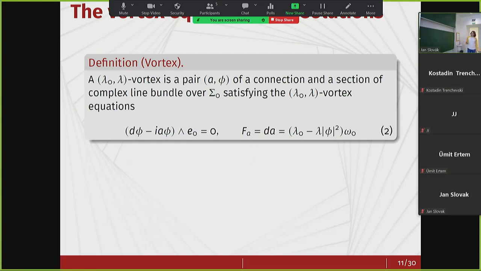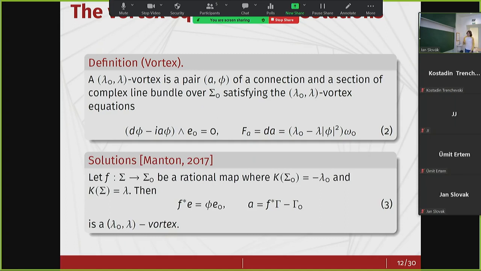So these are the equations. I'm not going into the details of these equations, but in the language of vortices, there is something called the Bogomolny equation. I don't know if that makes sense to some of you, but these are the Bogomolny equations. And I'm not going into the details, but this is the definition.